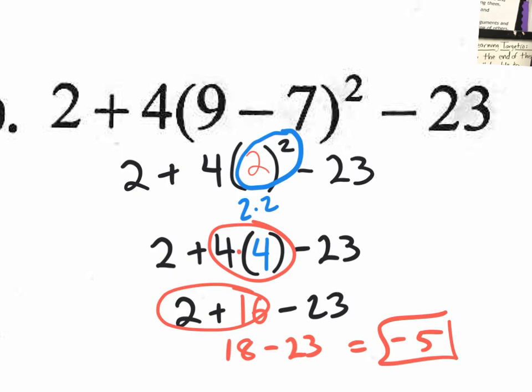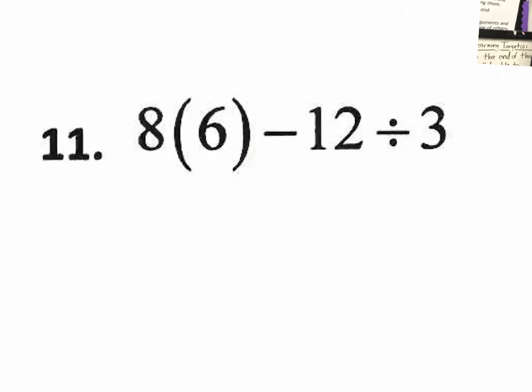So my final answer is negative 5 right there. Again, thought process here, you have $18, you owe somebody $23. You can't pay them off. You could pay them the $18, but you're still going to owe them $5. That's why the answer is negative 5. Let's move on to the next question.